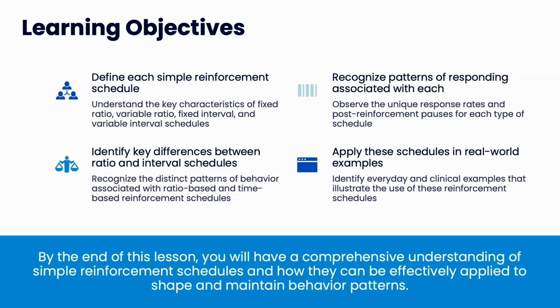First, we're going to define each simple schedule. So understand the key characteristics of fixed ratio, variable ratio, fixed interval, and variable interval schedules. We're going to talk about the key differences between ratio and interval schedules. One is based on how many responses a person gives, and the other is a time schedule. Recognize the patterns of responding associated with each one. Each one has these specific ways people respond. And then we're going to apply these schedules in real world examples. So we'll think about some everyday clinical examples to show how these work.